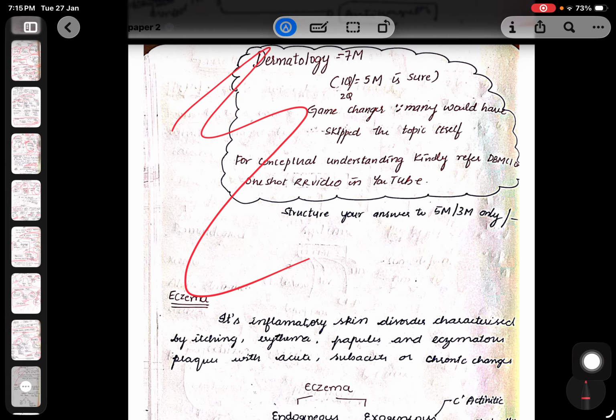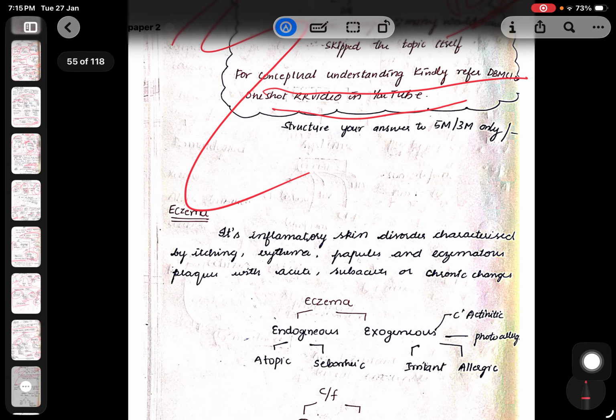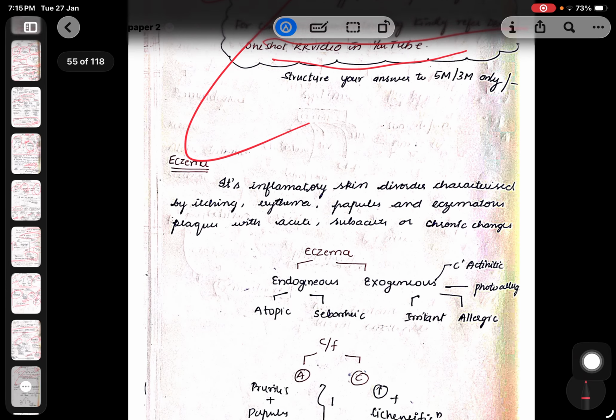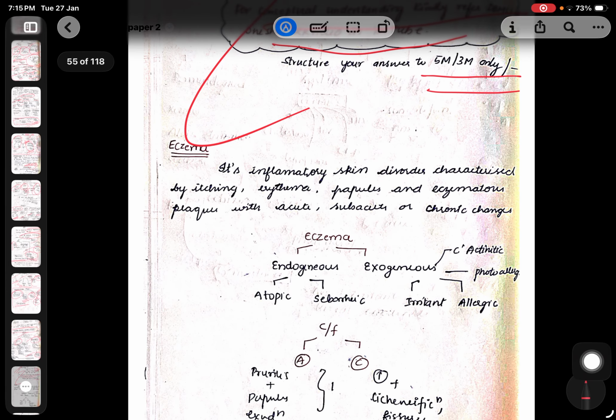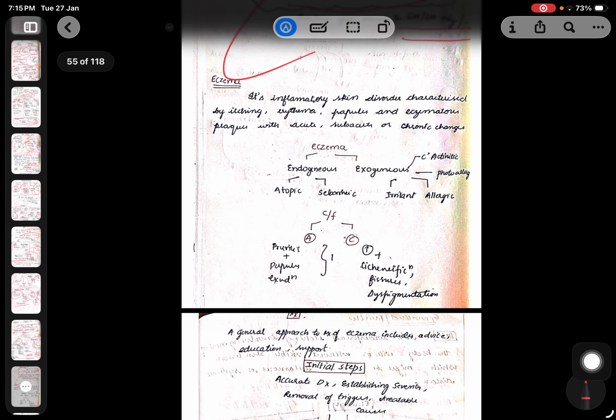This is a game changer because many would have left it, as it's a major question part. That means you have to study a lot. There are a lot of RS questions in this part. So for conceptual understanding, you can just refer to this video, which I'll be uploading in the description box. So make sure you structure your answer just for 5 marker and 3 marker only, because these are the only 2 questions which you get. So the questions which you can get are eczema.